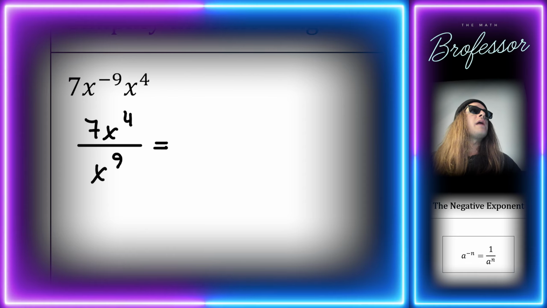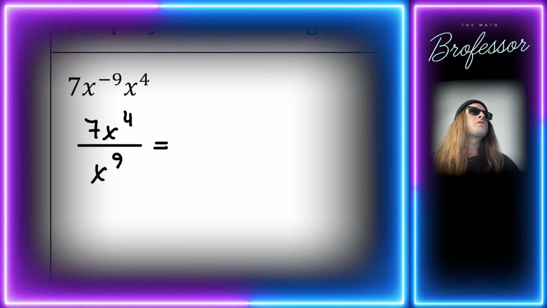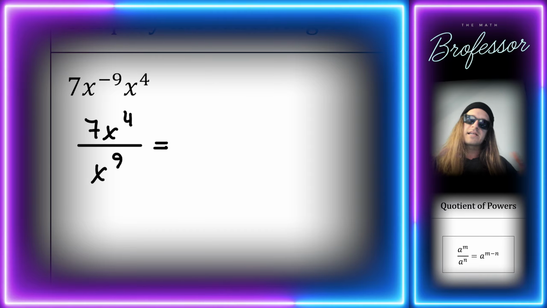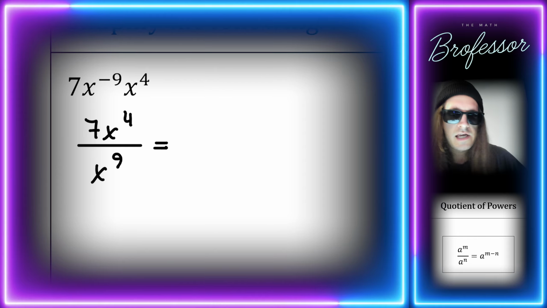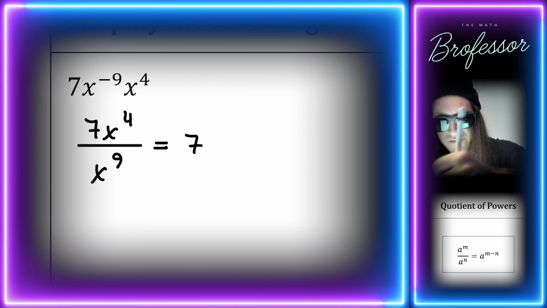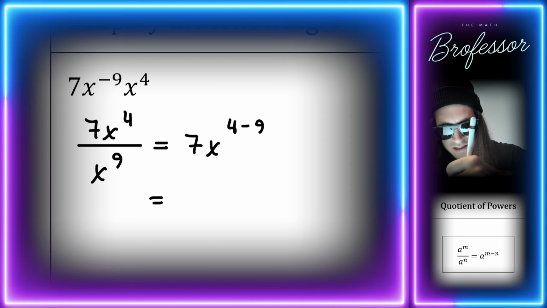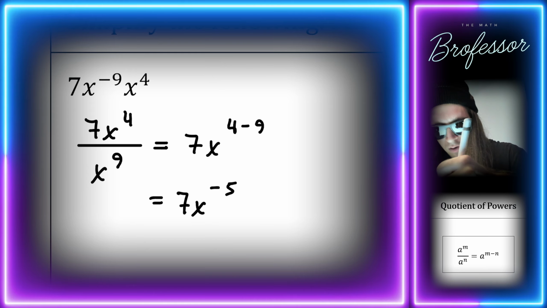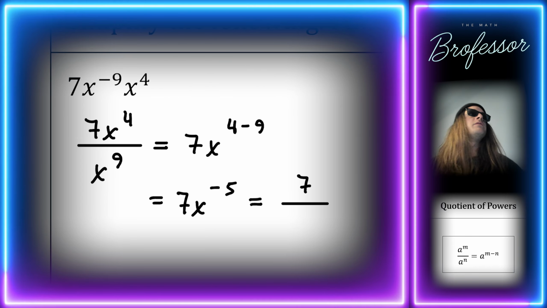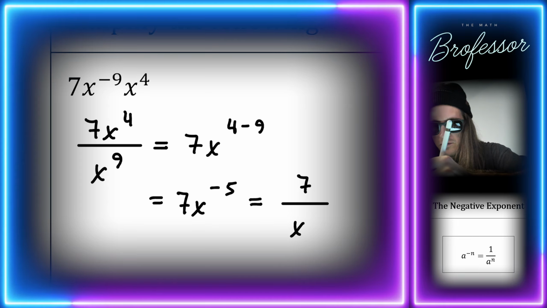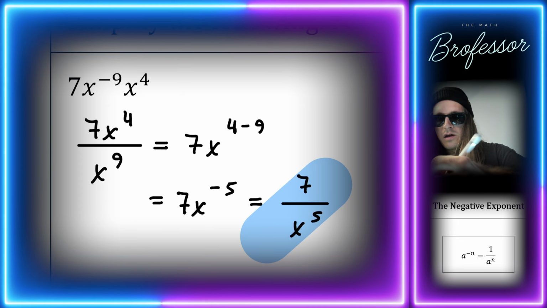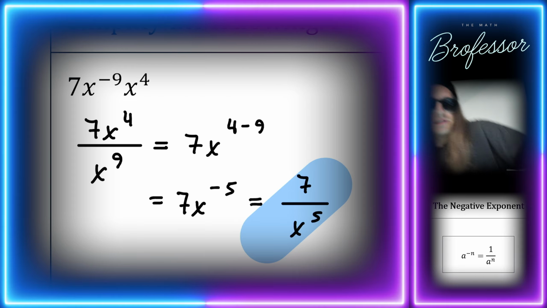All right, so now what you would do is use the quotient of powers, because now instead of x times x, you have an x over an x. So this would be 7x to the 4 minus 9. All right, well, 4 minus 9 is negative 5. Oh, look, you're in the same position we were before. The last thing you would do here is apply this negative exponent property for 7 over x to the 5th. So it's up to you which path you take.